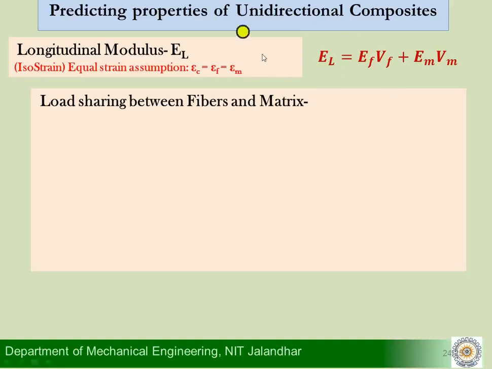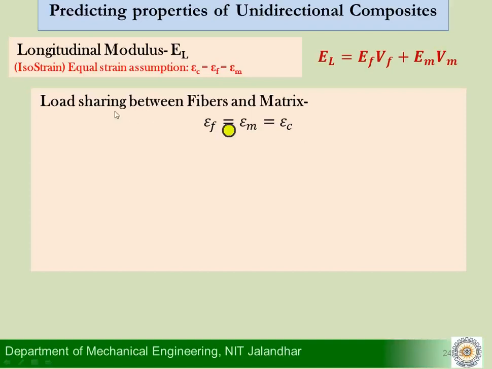The next topic we pick up today is load sharing between the fibers and the matrix. We have already said that we are taking the equal strain assumption. Because of the assumption that there is perfect bonding between the fiber and the matrix, we were able to say that all of them will elongate by the same amount, and that is why the strain in the composite will be equal to the strain in the fiber, equal to the strain in the matrix. So epsilon f is equal to epsilon m is equal to epsilon c.